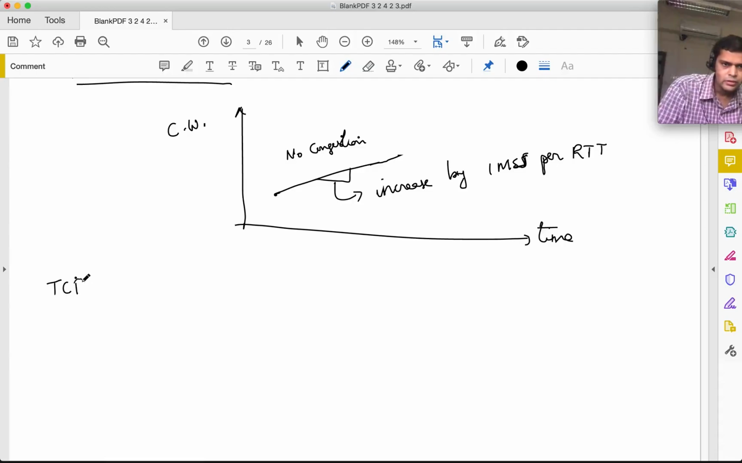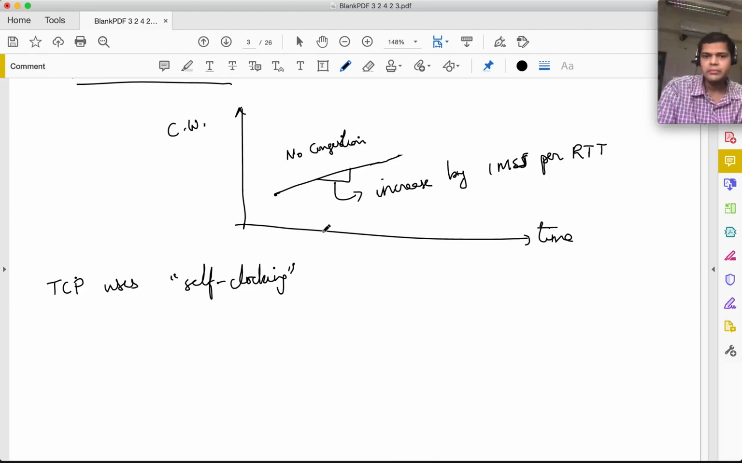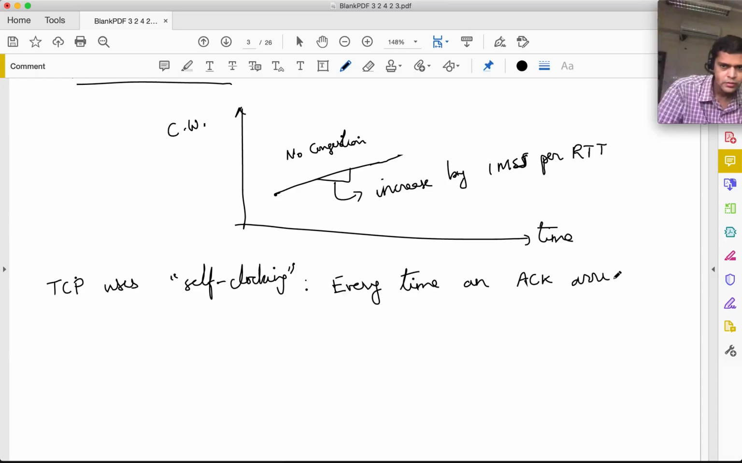So TCP uses self-clocking. I don't have a timer or actual clock to increase this window size. I use the returning acknowledgements as a sort of timer to increase my window size. So every time an ACK arrives, we increase the window.